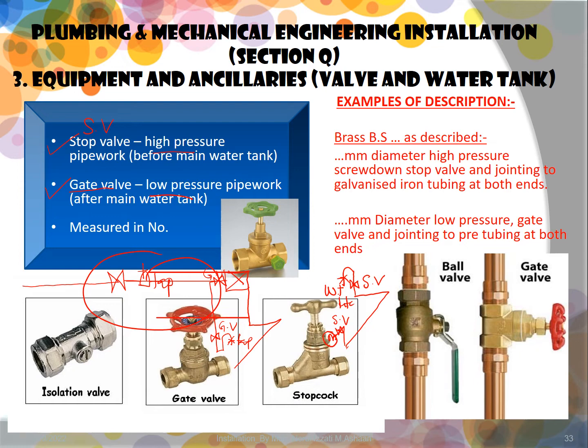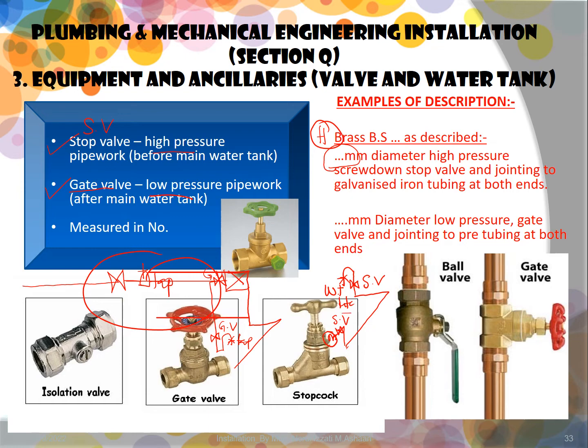Okay, look at the example of the description. Always remember, we have to write the kind and quality of the material as our heading, so you don't have to repeat the kind and quality again, including the coding or the British standard for that particular material. Okay, the diameter for this water pressure or high pressure stop valve or gate valve has to be similar to the type or the size of the pipework.